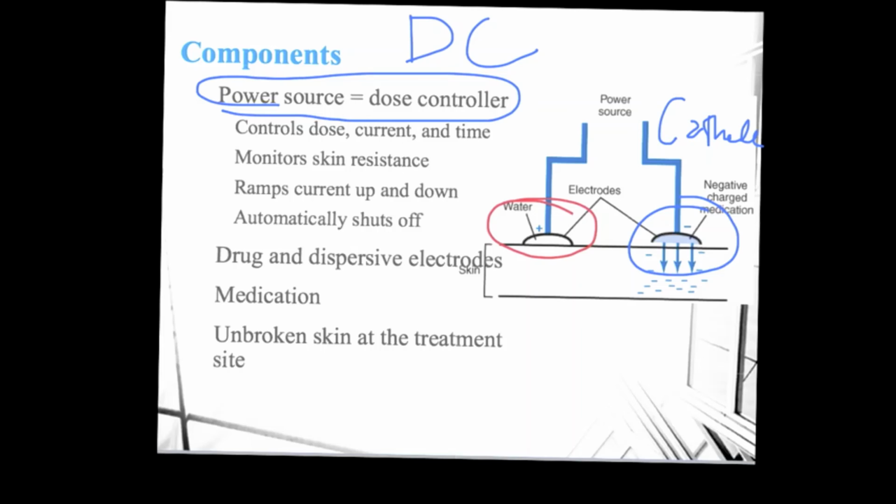Now, one thing we always have to be aware of is that the skin is unbroken. The skin needs to be okay at the treatment site, or else the iontophoresis may cause some further irritation and or could open that area up for more infection. So we do want to make sure the skin is okay, and we will look at the parameters next.